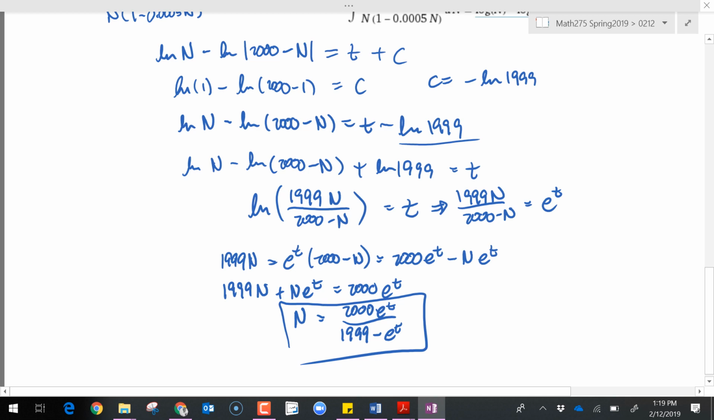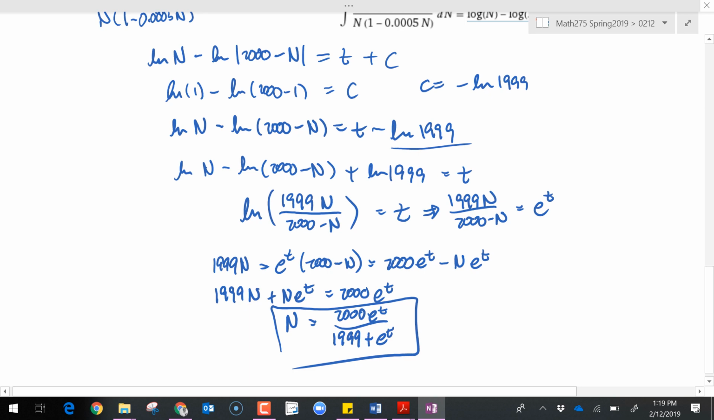And then that should be plus. So now n is by itself, and then we can put in the value that we want for t. So in 10 years, you'll get the value, and then 20 years, you get the value, etc. And this will also be helpful if we try to graph it.